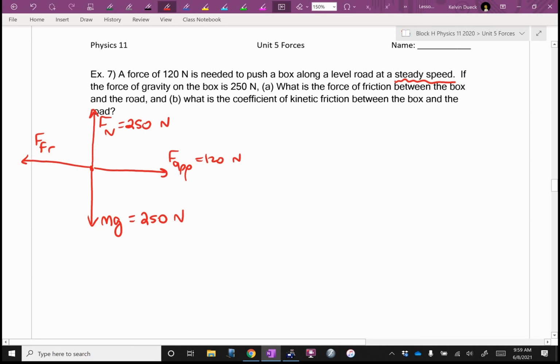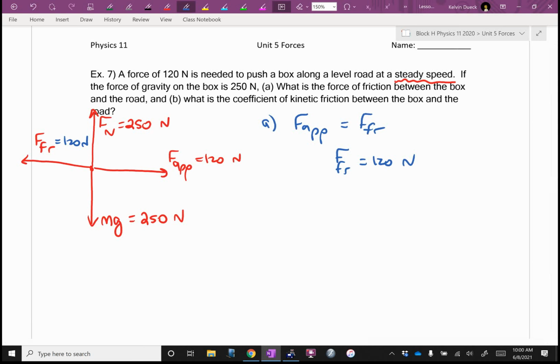Normally I would say who's winning, who's losing, but steady speed says it's a tie. So I go straight to saying F applied equals friction. And so when A asks what is the force, I can tell you how big friction is. It's got to be 120 newtons, right? So here's an example of a question that initially seemed really tricky, but I could find friction almost in my head without doing anything after the free body diagram. It's 120 newtons.